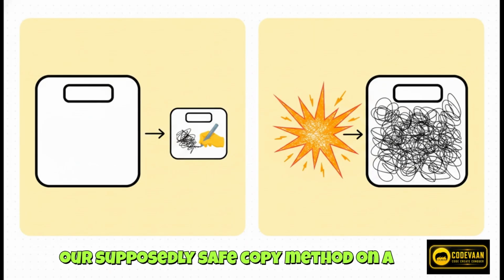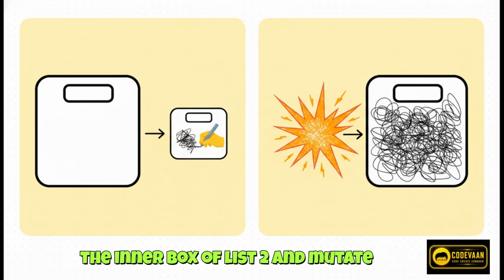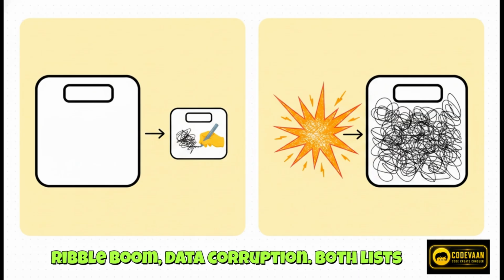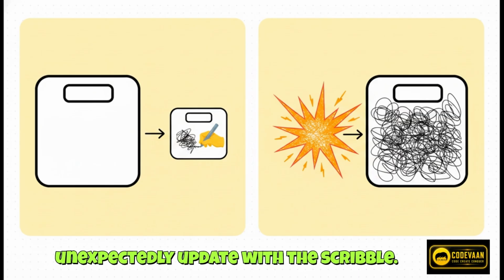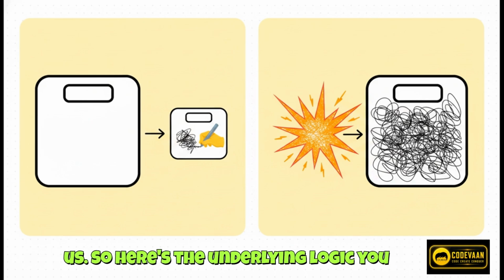We use our supposedly safe .copy method on a nested list. But when we navigate into the inner box of list2 and mutate it, represented here by this yellow scribble, boom, data corruption. Both lists unexpectedly update with scribble. Our shallow copy has spectacularly failed us.